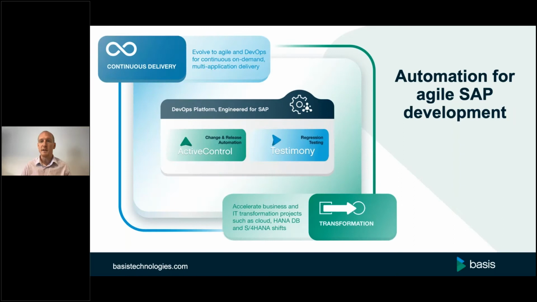And the way that we principally do that is through these two products which make up our DevOps and test automation platform. Active Control is our change and release automation solution, so effectively your CI/CD stack for within SAP, and Testimony is a quite unique regression testing solution that we have that really does away with the need for traditional test scripts in your regression testing phase.